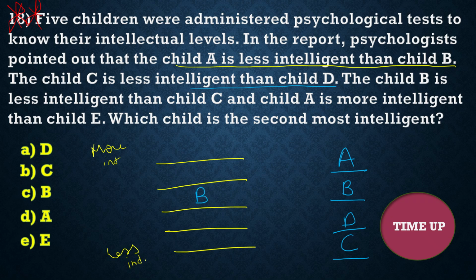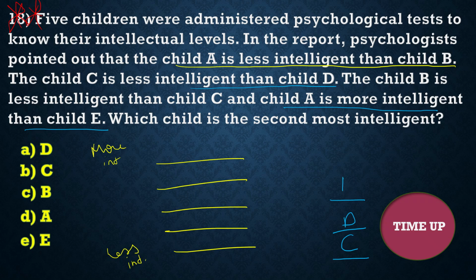If I place B here, okay, we'll read the next sentence, then it will be clear. And child A is more intelligent than child E. Child A is more intelligent than child E, they have said. Correct? Here I made the mistake, right?